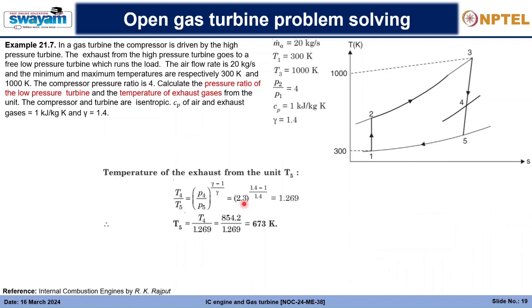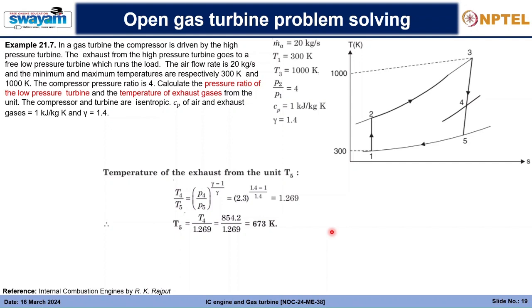Next, the temperature of the exhaust from the unit, T5. If we know the pressure ratio and the temperature T4, we just have to find the temperature T5, and this is an isentropic process. So we simply use the thermodynamic relationship of an isentropic process, and from that we can find the value of T5 to be 673 Kelvin. So this was the solution to the last question.